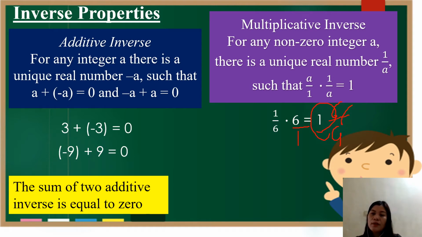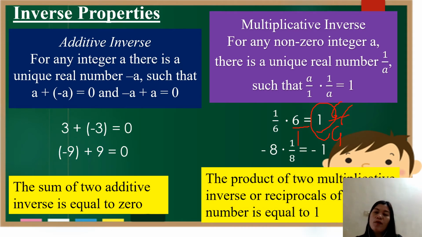So this is our answer. Another example, negative 8 times negative 1 over 8 is equal to 1. So the product of two multiplicative inverses, or reciprocals, of the given number is always equal to 1.